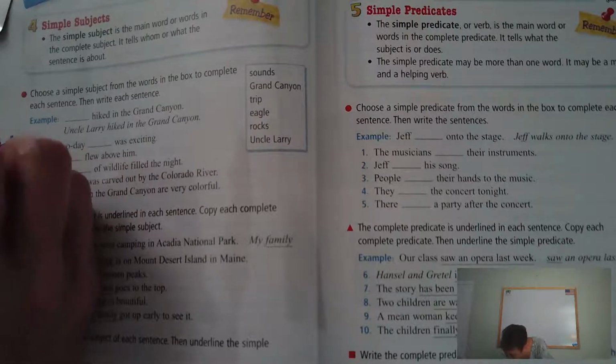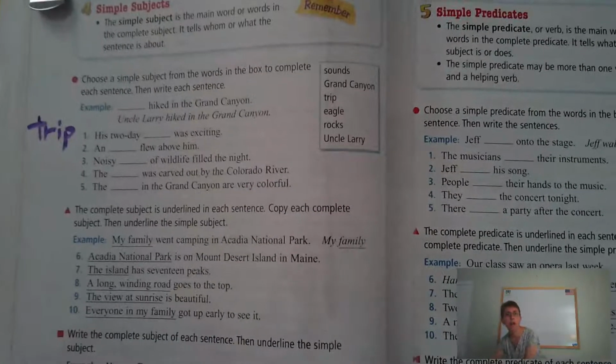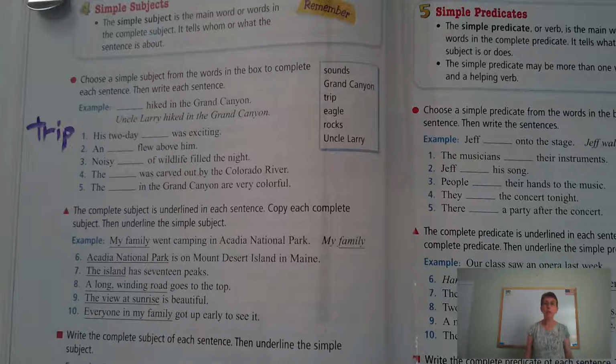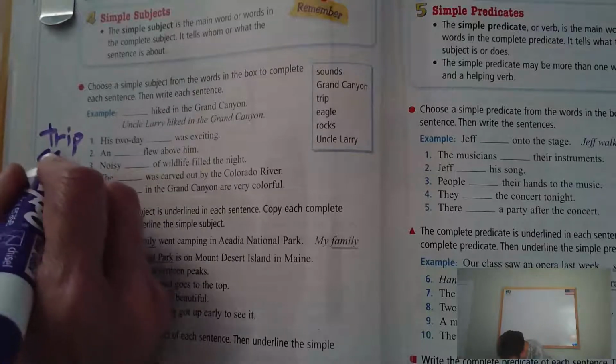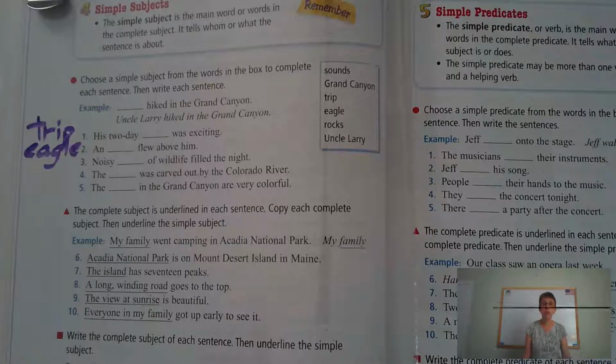I'm just going to write it here next to it. Let me just move this over so you can see that a little bit better. Okay, so his 2-day trip was exciting. Number 2, and blank flew above him. Now another clue is that article and, which lets you know that next word needs to begin with a vowel sound. And blank flew above him. Your answer would be eagle. Number 3, noisy blank of wildlife filled the night. Noisy what filled the night? Again, looking at your answer choices, noisy sounds.